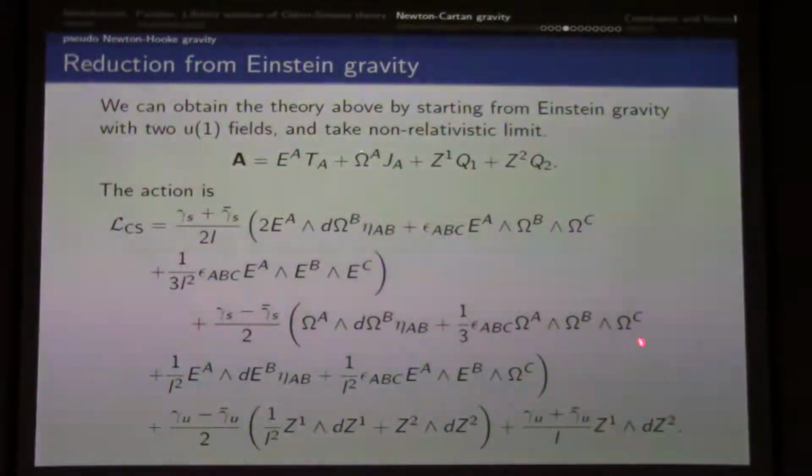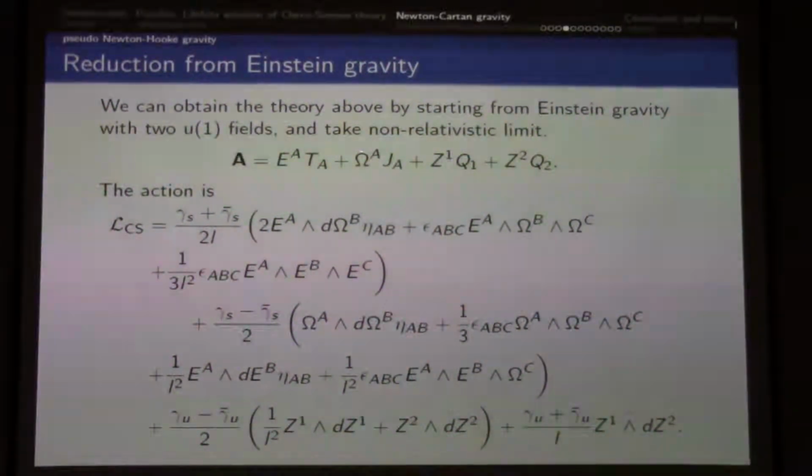And you can see this part is your familiar Einstein-Hilbert action. This part is the topological massive gravity term. The second line vanishes after you impose the torsion free conditions. And these two parts will be U1.